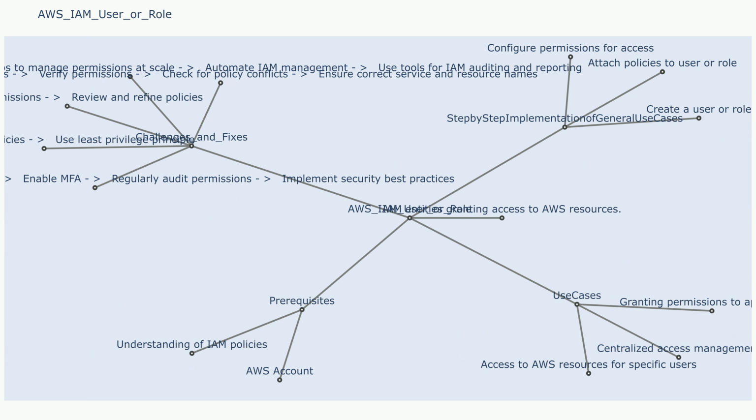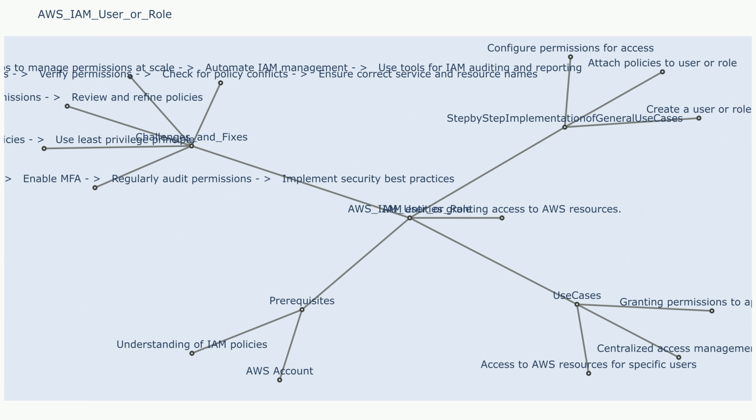Challenges and fixes: overly permissive policies. Giving too much access to users or roles can increase the risk of security breaches. Use the least privilege principle. Only give users and roles the minimum permissions they need to do their jobs. This will help to reduce the risk of security breaches.